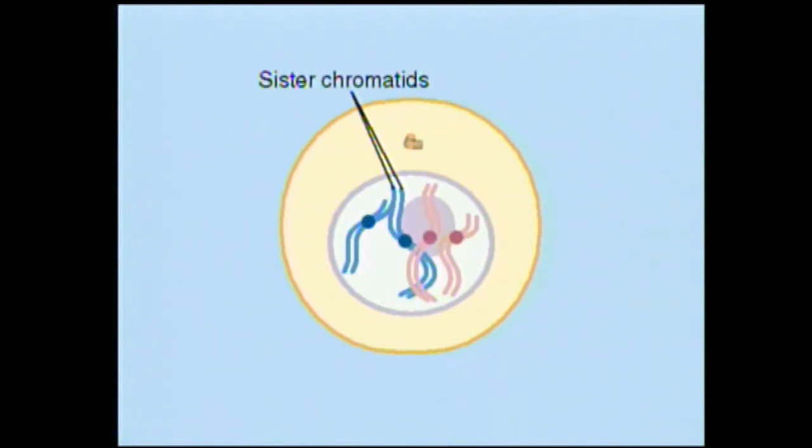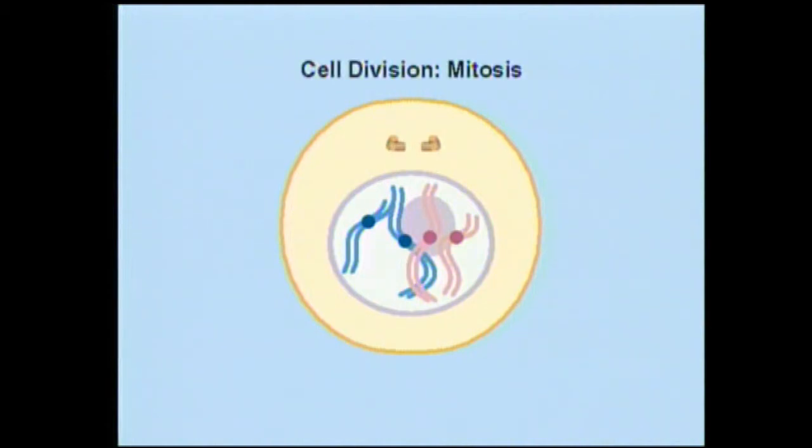Near the end of interphase, the cell prepares to divide. The DNA is replicated at this time, producing identical strands of DNA called sister chromatids. The sister chromatids are attached to each other at the centromere. The centrioles are also duplicated. The division of the cell nucleus into two identical daughter nuclei now begins. This process is called mitosis.